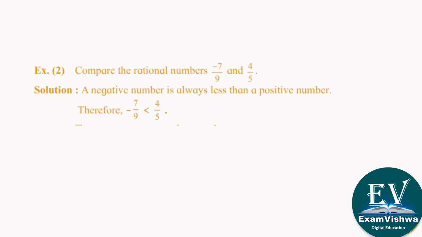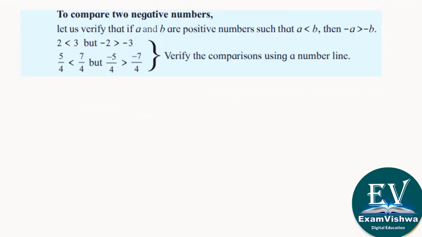Here is another example. -7 upon 9 and 4 upon 5 को compare करना है. Example है आपके टेक्स्ट बुक का. ये नंबर का आंसर नेगेटिव रहेगा, ये पॉजिटिव रहेगा, तो हमको कुछ सोचना ही नहीं है, यही बड़ा रहेगा कि जो पॉजिटिव है. फ्रैक्शन में अगर न्यूमरेटर नेगेटिव है, the number itself is negative. So naturally this is bigger than the other.